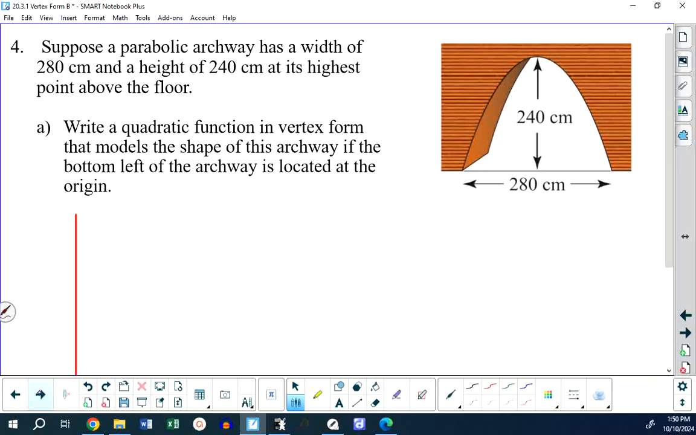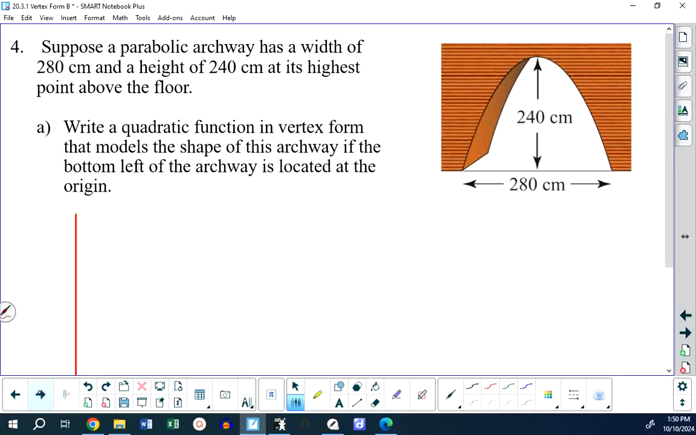Suppose a parabolic archway, this is example 4 on page 9, has a width of 280 centimeters and a height of 240 centimeters at the highest point. I changed this from last semester. I just want to make sure that what I have up here matches what you have in your handout. Okay. Write a quadratic function in vertex form that models this shape if the bottom left of the archway is located at the origin.